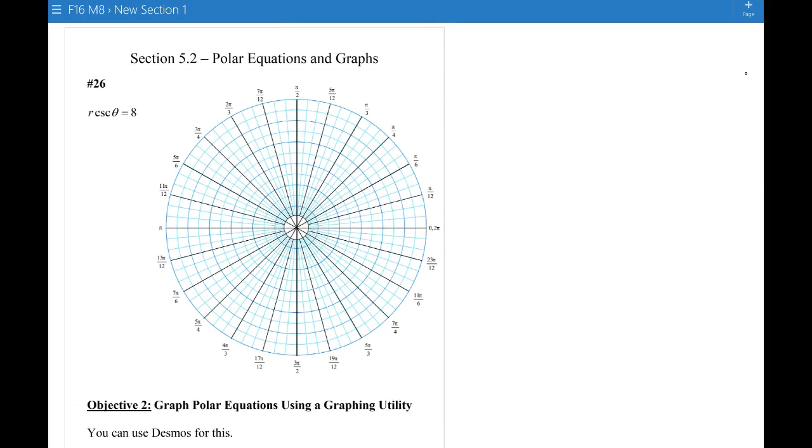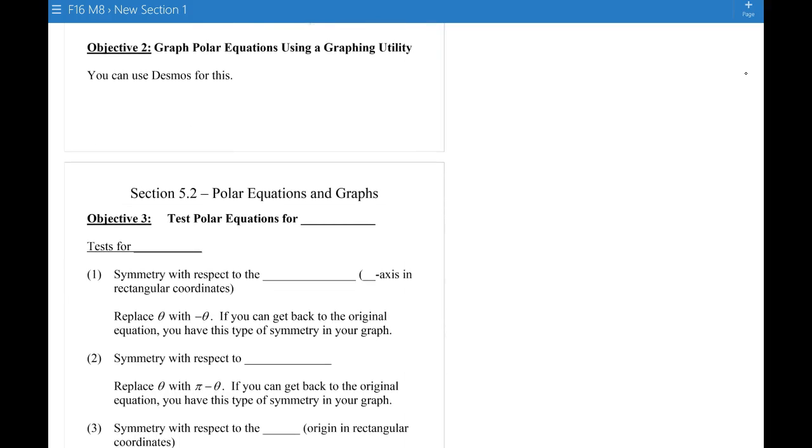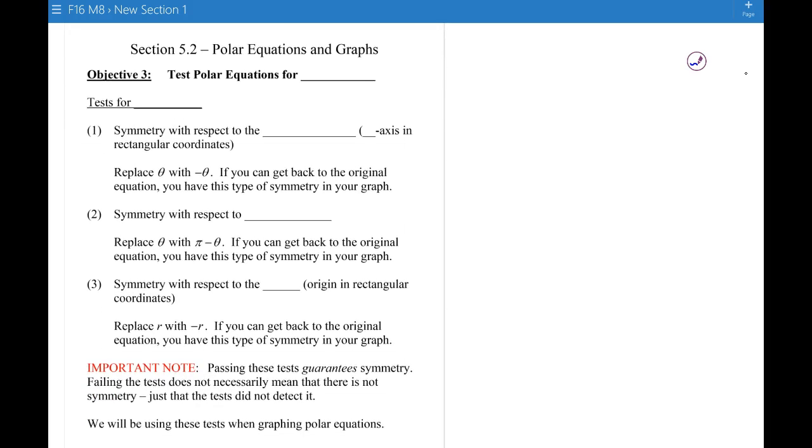Okay, so we'll do this one in class because it has kind of a tricky little piece to it. And then objective 2, you can use Desmos or Wolfram Alpha for doing the graphing utility. So next, let's test polar equations for symmetry. And I'm going to make this a separate movie because I don't want this to be too long of a movie.